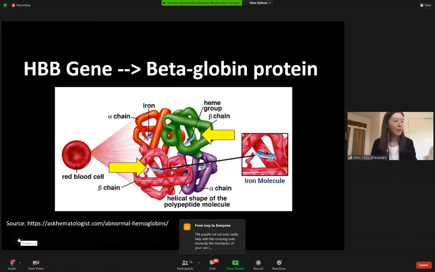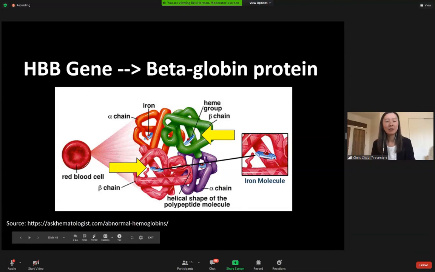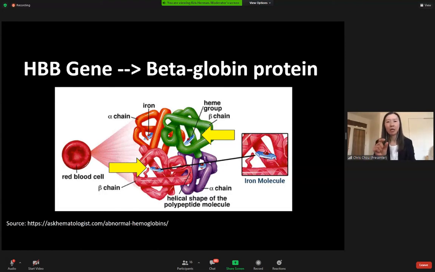We're going to talk about the story of beta globin. The HBB gene encodes for a beta globin protein. As you can see in this diagram, within red blood cells there are hemoglobin molecules made up of 2 alpha subunits and 2 beta subunits. The main job of this protein is to carry oxygen for these red blood cells. You will see there are 4 heme groups in there, and within them is iron.